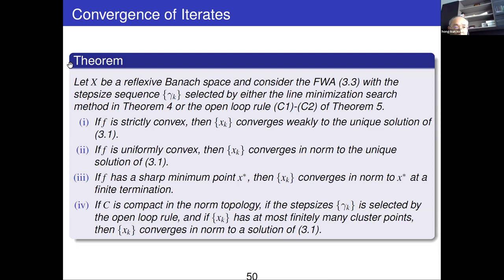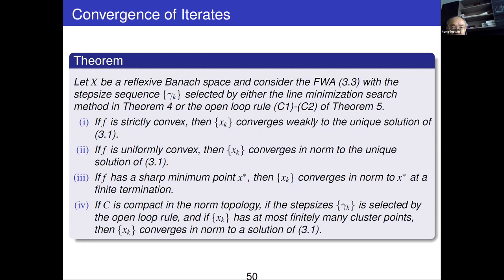Here I have a reflexive Banach space. Then I have a sequence generated by FWA. Now I have a step size gamma k. For gamma k, I consider two cases: gamma k is selected either by line minimizing search or by the open loop rules C1 and C2.